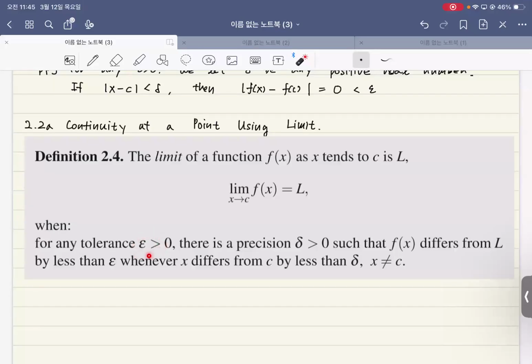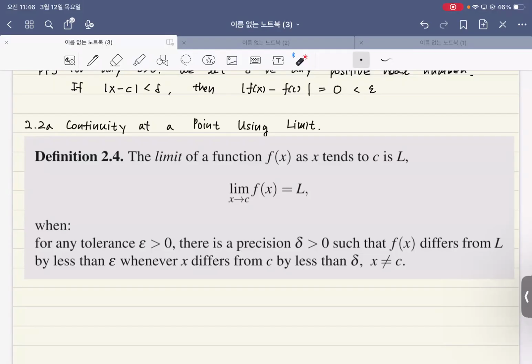For every epsilon, you should find a positive delta satisfying this condition. This condition looks almost identical to the previous definition, but with only one difference. The condition will actually prohibit x from being c. So x must be different from c.